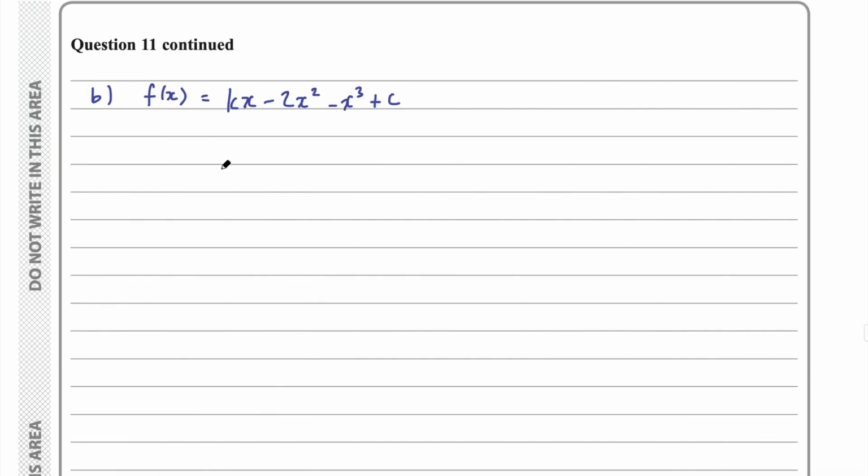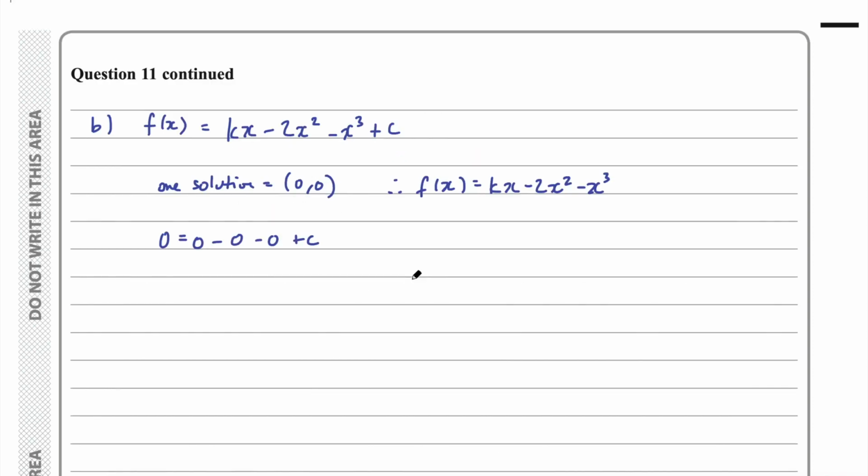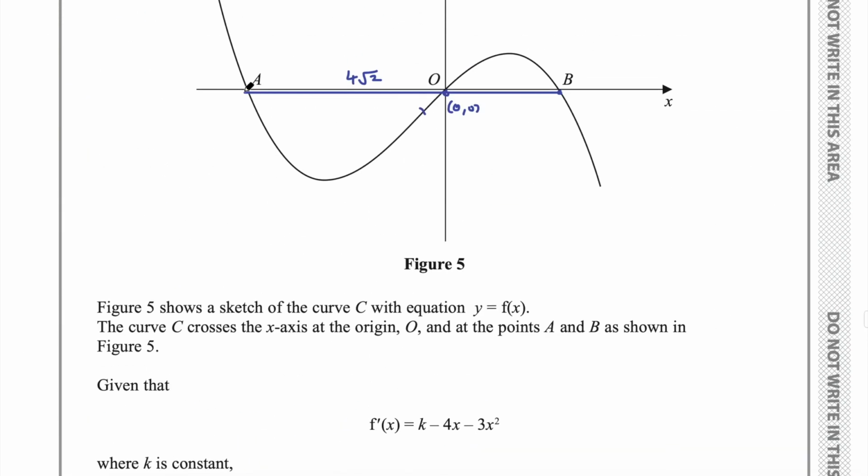So using that idea, let's write that down. One solution equals (0, 0). If we substitute that into f(x), that means f(x) equals 0 and x equals 0. We'd have 0 equal to 0 take 0 take 0 plus c. What does that mean? c must equal 0, right? So therefore we can say f(x) equals kx take 2x squared take x cubed, because we've figured out that constant is just 0, so you don't have to worry about it anymore. Okay, so what am I really looking for here to help me solve for k? Well, I'm looking for the coordinates of A and B, right?